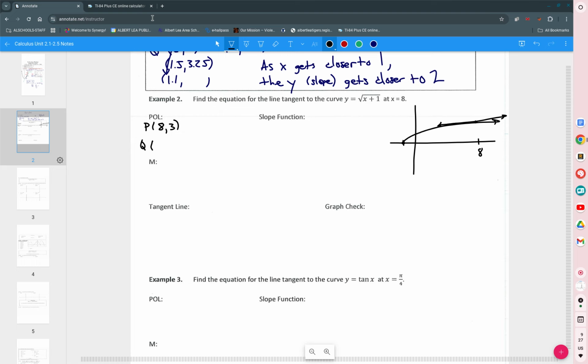For Q, I'm not going to choose, say, 9. I'm not going to choose 8.5. I'm not going to choose 8.1. I'm going to choose x because we're going to allow that to change. What is then my y value? If you plug x into the function, what gets produced? Simple as that.